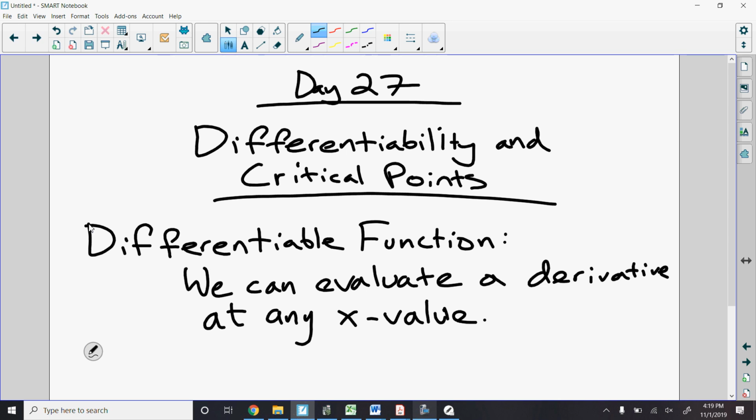Okay, so if something has a point that is not differentiable, that means we can't take a derivative there. Okay, so this is like, it's similar to continuity, but it's a little bit stricter of a definition. So let's just take a look. It's easiest to kind of see this through graphs. So let's take a look.